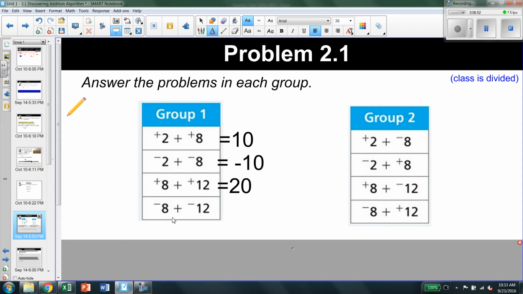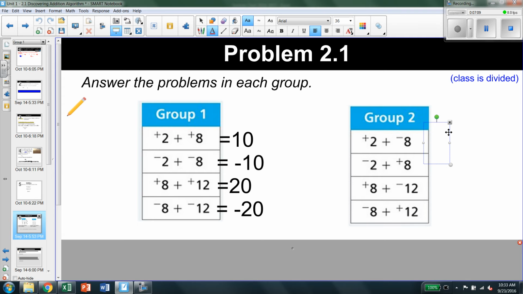Negative 8 plus negative 12, same thing. 8 red chips, 12 red chips. That gives us 20 red chips. Maybe you start to see a pattern. Maybe you're starting to see a pattern with what's going on here. We'll get to that in a second.